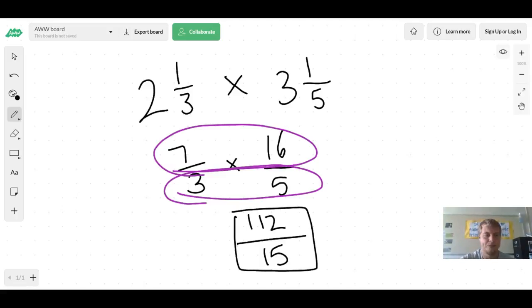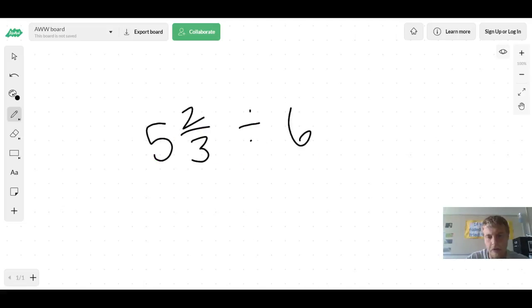Let's try another one. Okay, we're going to try to divide these 2 numbers. First thing is, I want to change them both to improper fractions. So this would be 17/3, because 5 times 3 is 15, plus 2 is 17. And this, it's not a fraction, so we have to make it a fraction. If you have a whole number, you can make anything a fraction by putting it over 1.